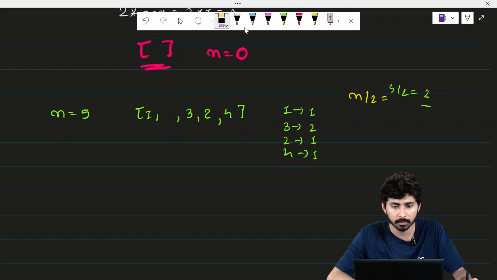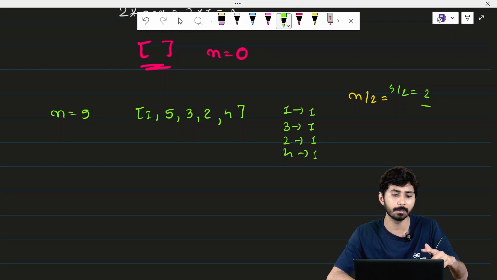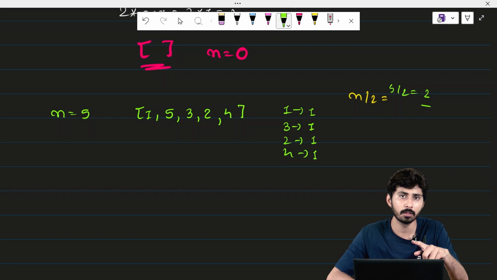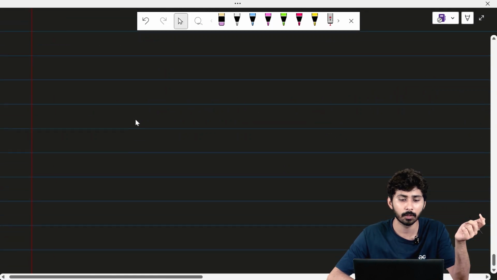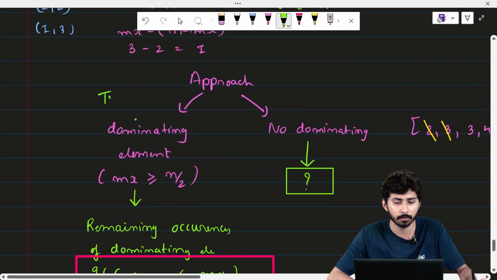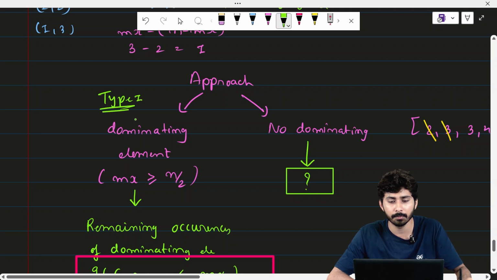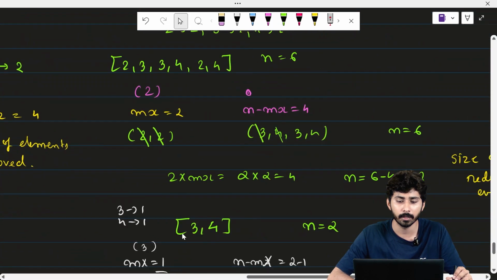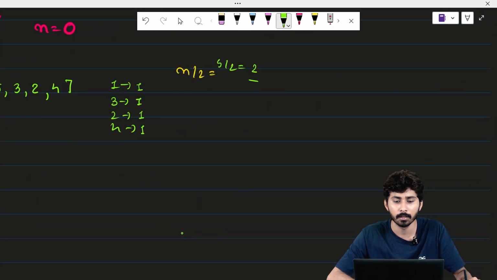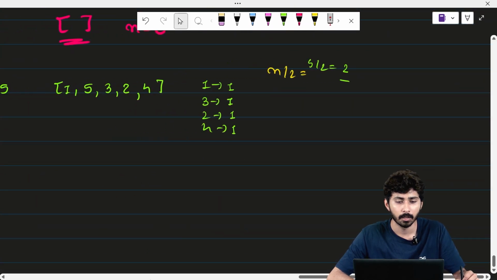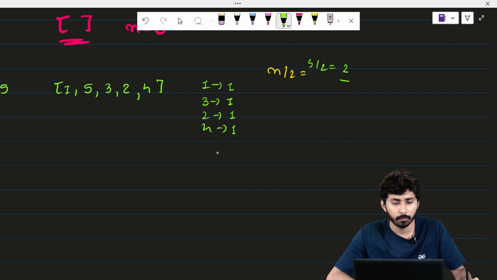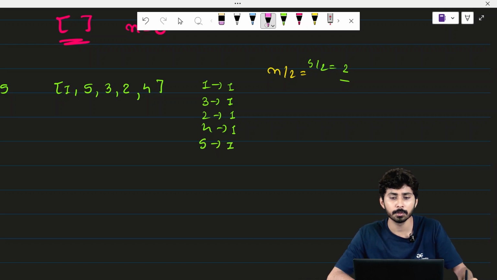So I'll change this to 5. Okay, so now I need to change because the example that we wrote down was of test case type number 1. So accidentally we took a type 1 example, but we are focusing on solving type 2, right? So in type 2 there is no dominating element. Dominating means an element occurring at least n by 2 times. Not dominating means, okay, now 5 is occurring only once. So here you can observe all of them have the same frequency, or there is no dominating number.